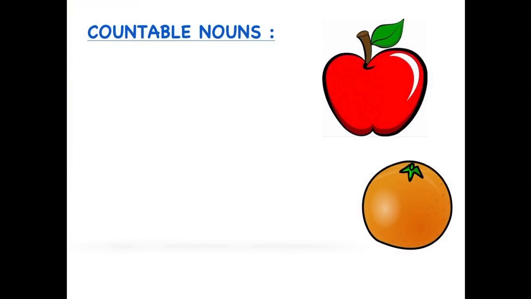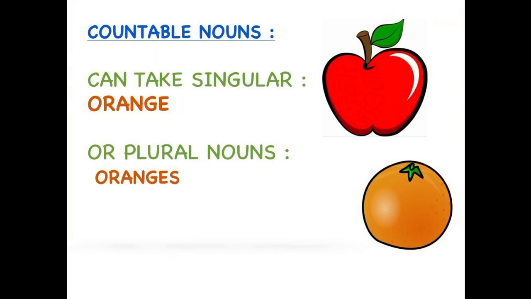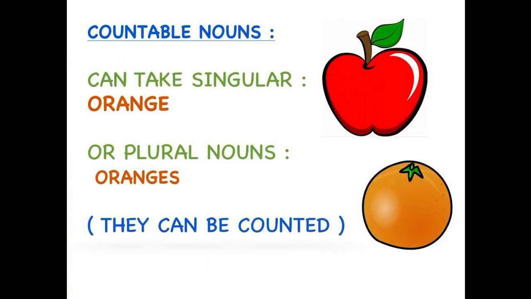So countable nouns are basically the nouns that can be counted. The nouns that we can use with is and are, the verb is and the verb are. The nouns that we can use with plural s, or you can use as a single noun. So it can take singular, as I said, orange, for example, and it can take plural, such as oranges. Apple for singular, apples for plural. So it can be counted.